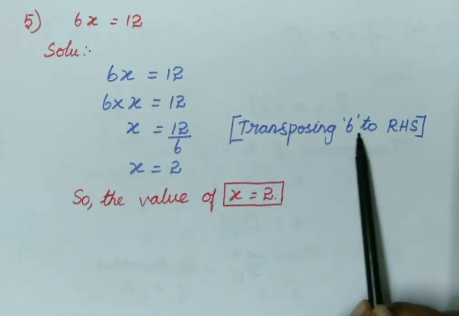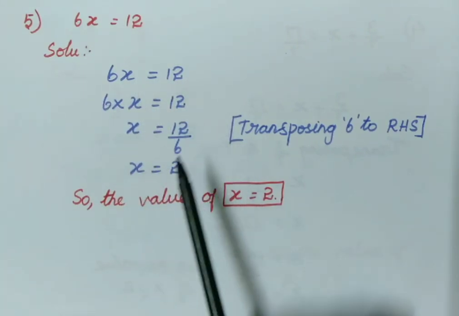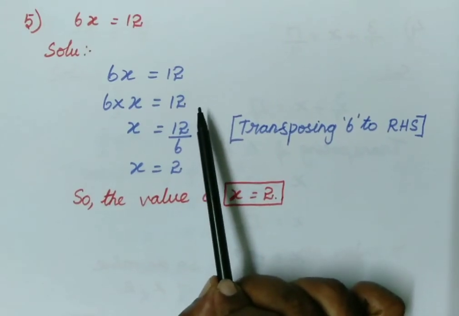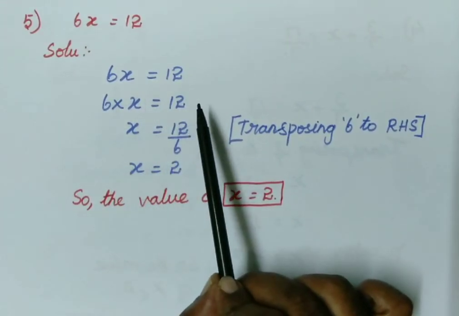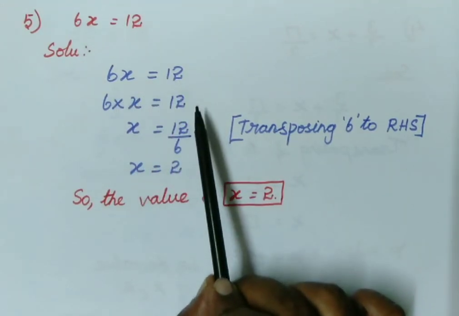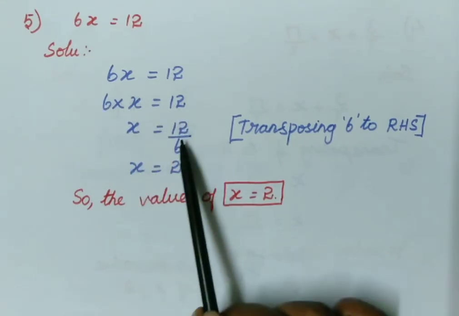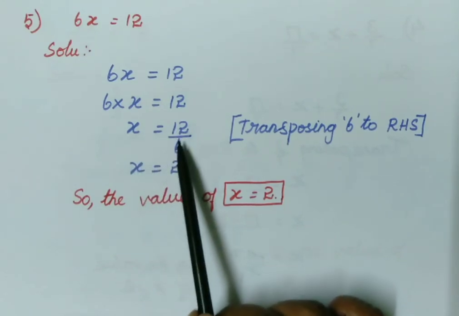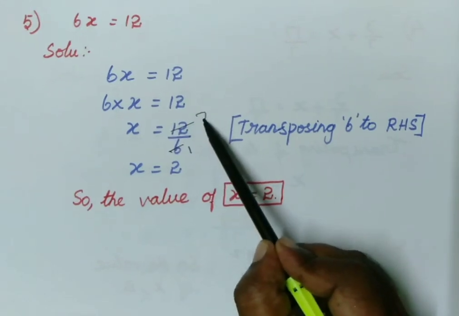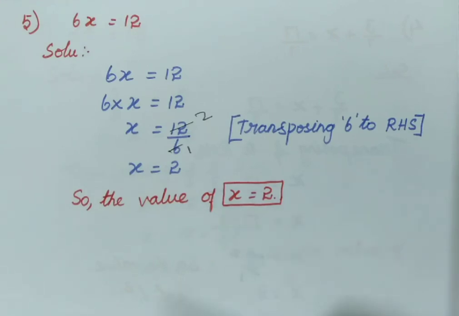Now transposing 6 to the right hand side, that is, I'm going to transpose 6 to RHS. Whenever an operation crosses its side, it automatically changes to the opposite. For example, multiplication crosses the equal to sign, it will become division. So x equals 12 divided by 6, so x equals 12 by 6. Cancelling: 6 ones are 6 and 6 twos are 12. So we get the value of x equals 2. Hence we found the solution.